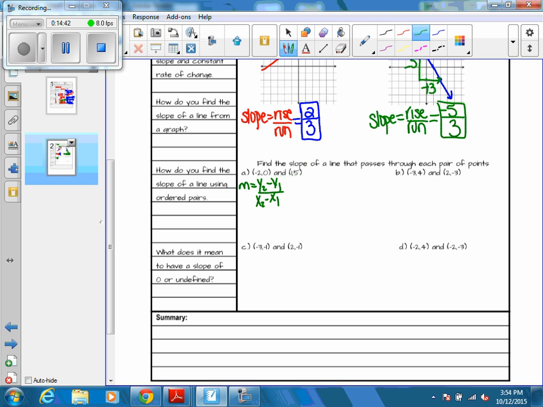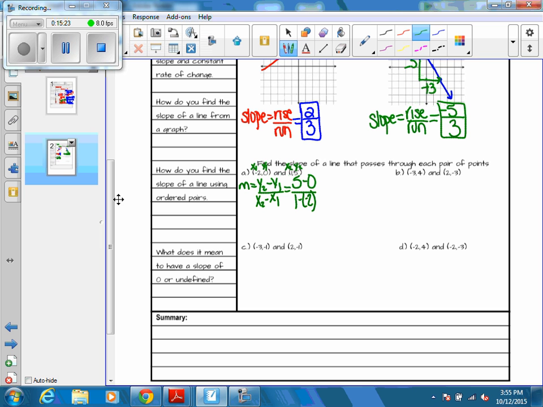So when I talk about y2, I want to look at the y value in the second ordered pair. So my second ordered pair is going to be 1, 5. Okay? The y value is going to be 5. So this is going to be y2. When I'm talking about my first ordered pair, the y value is 0. So I'm going to have 5 minus 0 over x2. I'm going back to the second ordered pair, looking at the x value, and I'm looking at the first ordered pair, the x value. So I have 1 minus negative 2.